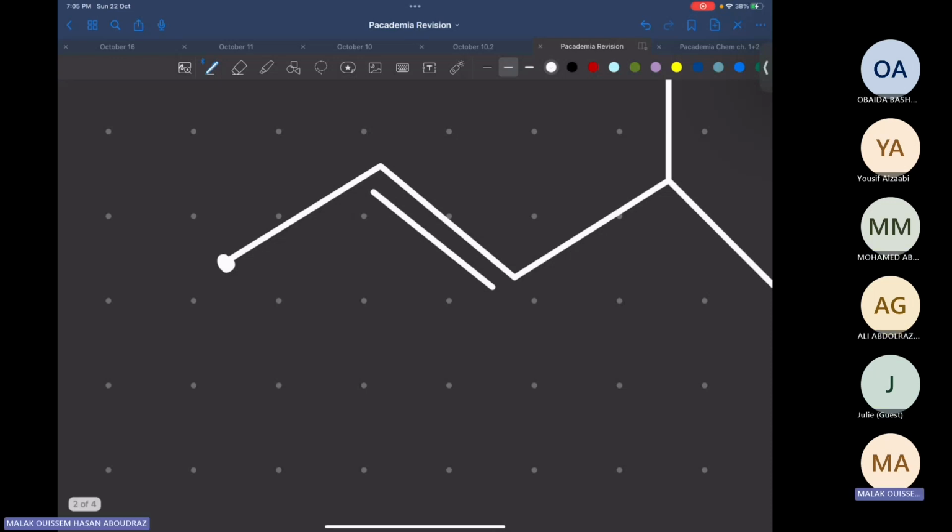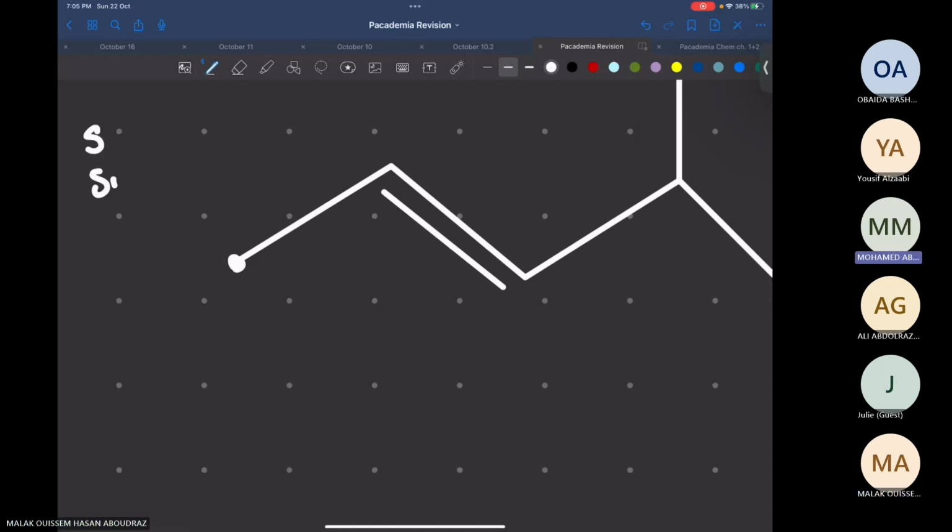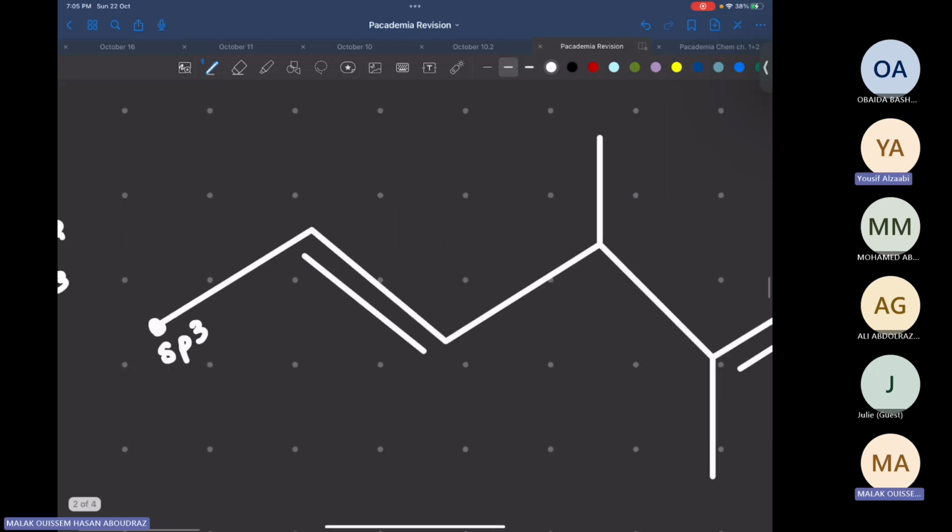So let's see, this carbon right here, how many bonds does it have? 4. So what is it going to be? Is it going to be sp3 or sp2? sp3, right? So here it's sp3. Is this what I'm looking for? No, so I can ignore this one.